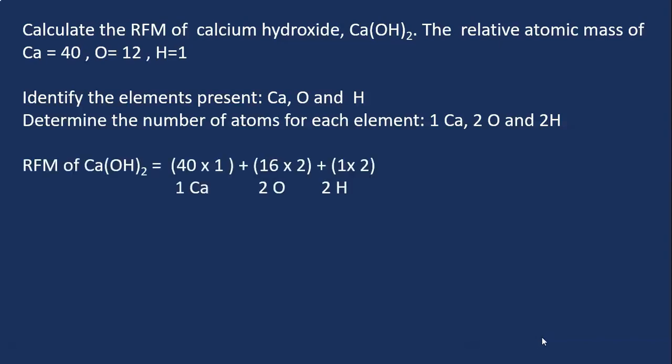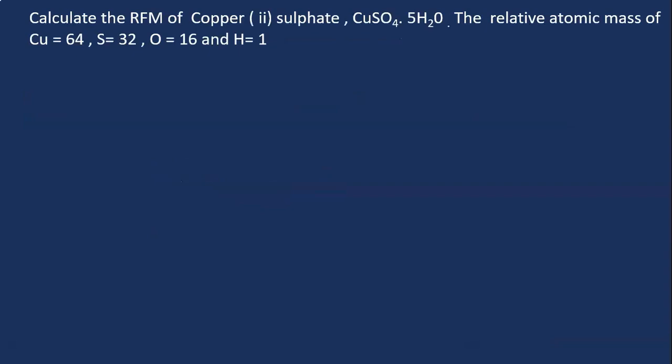To determine the relative formula mass of calcium hydroxide, we multiply 40, which is the relative atomic mass of calcium, times 1, because we have only 1 calcium atom, plus 16, which is the relative atomic mass of oxygen, times 2, because we have 2 oxygen atoms, plus 1 times 2, because we have 2 hydrogens, which is equivalent to 40 plus 32 plus 2. That gives us 74.